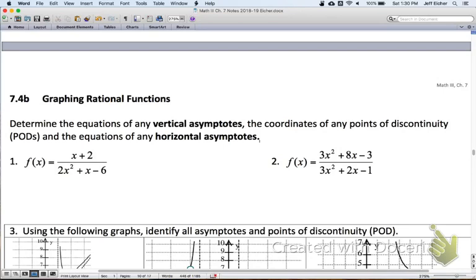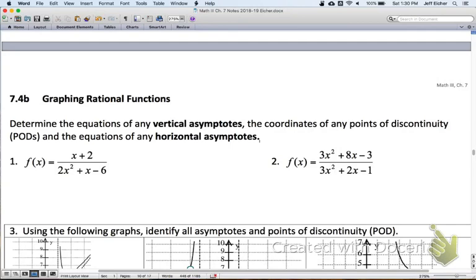Mr. Eicher here to talk about graphing rational functions. So, on this page in your notes, it says determine the equations of any vertical asymptotes, the coordinates of any points of discontinuity, and the equations of any horizontal asymptotes.